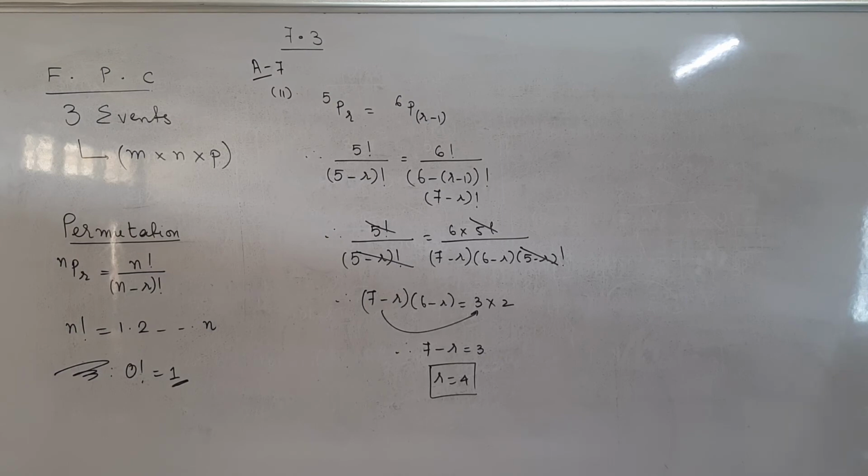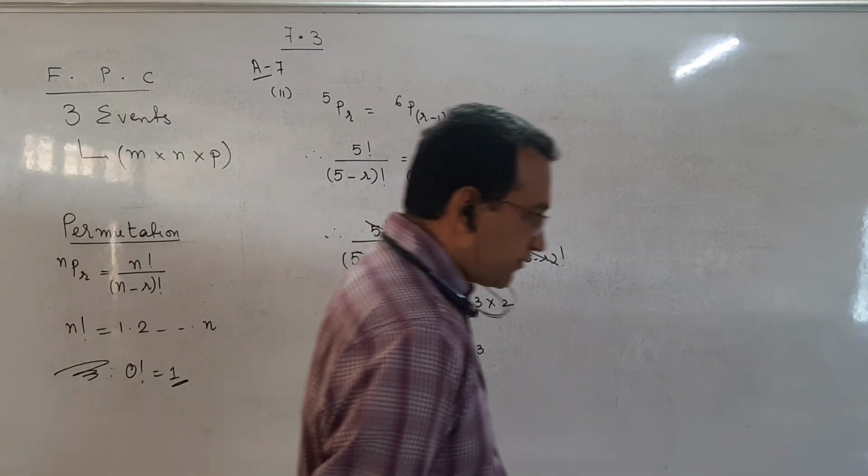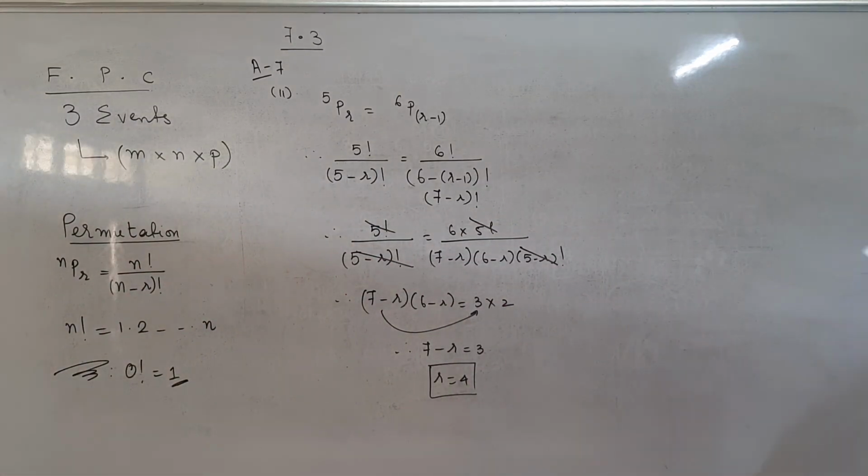The total arrangement of r things out of given n things is called permutation of r things, which is denoted by nPr. The formula of nPr is nothing but n factorial upon n minus r factorial. And n factorial is nothing but the product of first n natural numbers. If I take 5 factorial, then it is the product of first 5 natural numbers, which is 120. If I take 100 factorial, it is the product of first 100 natural numbers, which cannot be found out even in a simple calculator. We have to use a scientific calculator to get 100 factorial.